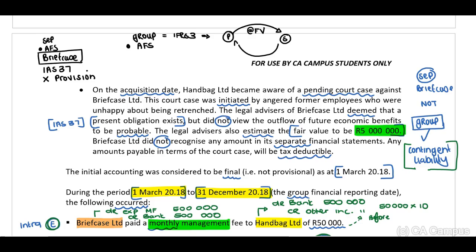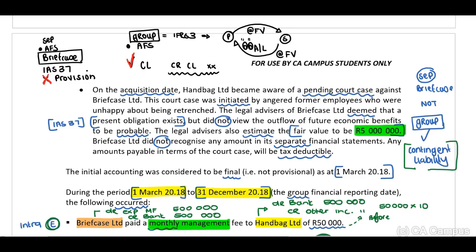And all identifiable assets and liabilities should be included at fair value. Therefore, in our group, this is an identifiable liability, and we need to recognize a contingent liability in our group. Important, we do not recognize this in the separate records, but we recognize this in our group. Therefore, in our group, we will have to credit our contingent liability at fair value in our journal entry.